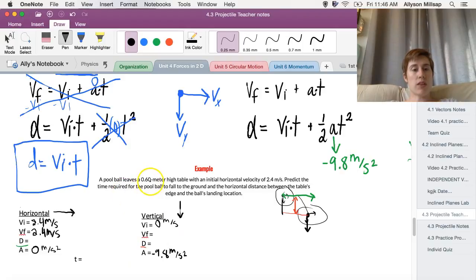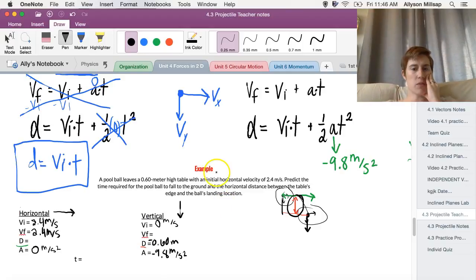Oh, we also know that the table is 0.60 meters high. So we know this, that's the vertical distance. I'm going to put negative because the ball is falling that distance. It's not going up that distance, okay? So we have all this information.